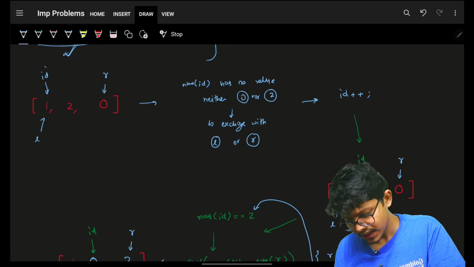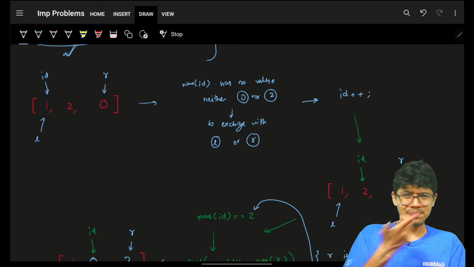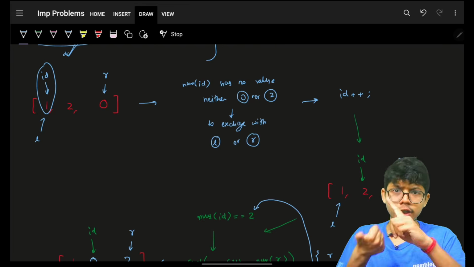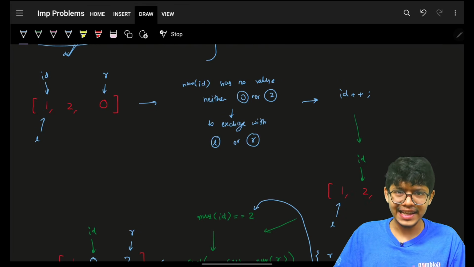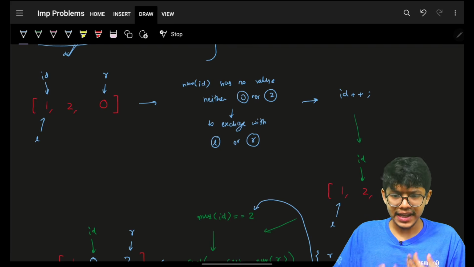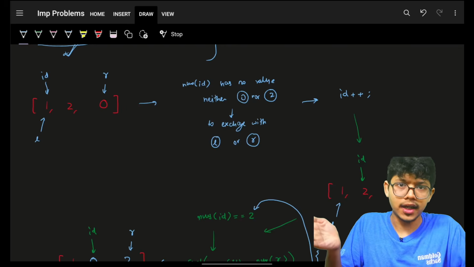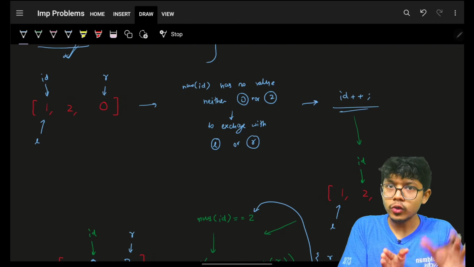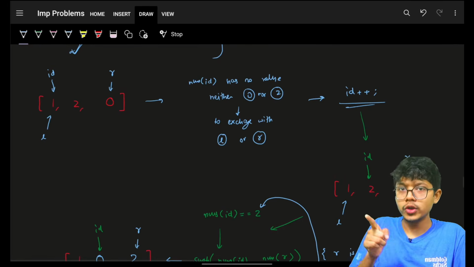How? Let's see. In the very beginning, I have ID as 1, L as 0, and R at the end. So technically the value at ID is neither 2 nor 0, so he is not handling any value right now, which he could give to either index L or index R. So ideally ID has to move, because ID will only contain a value which is 0 or 2, so it can allot that value to either L or R.